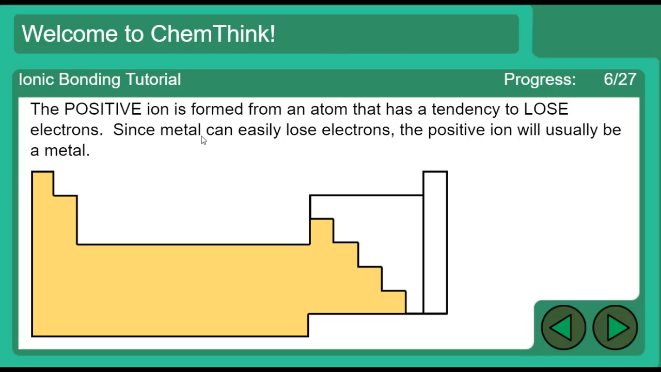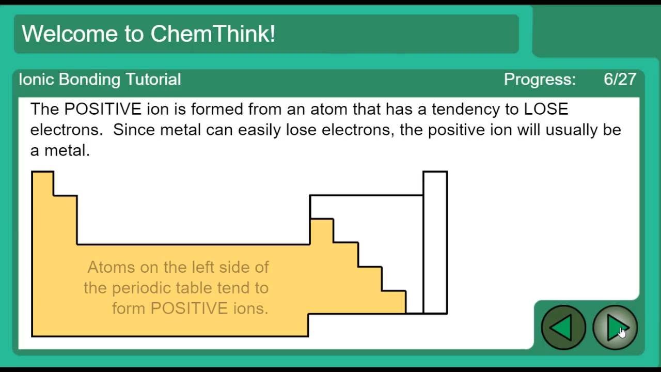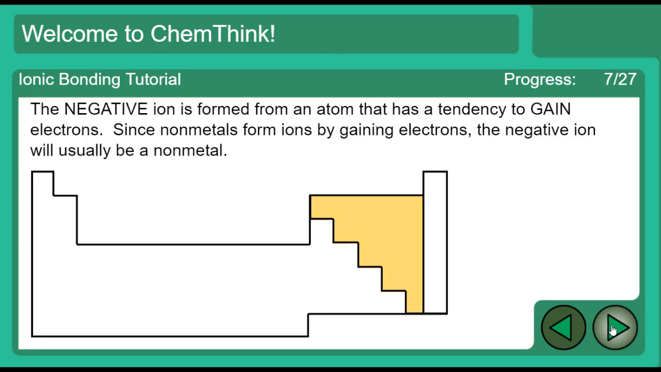A positive ion is formed from an atom that has a tendency to lose electrons. Since metals can easily lose because they're less than half full, that positive ion will usually be a metal. And of course, this is where we find our metals on the left-hand side of the table. But remember, it's metals and poor little hydrogen up here on the top left-hand side.